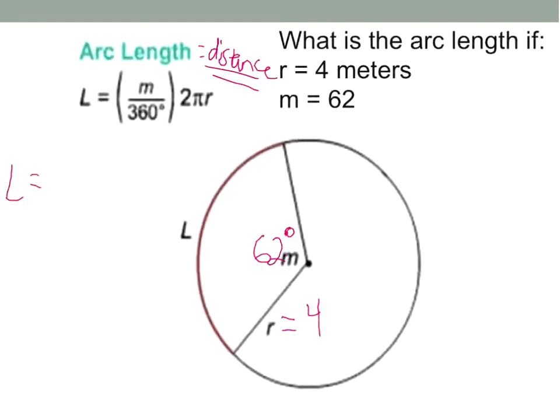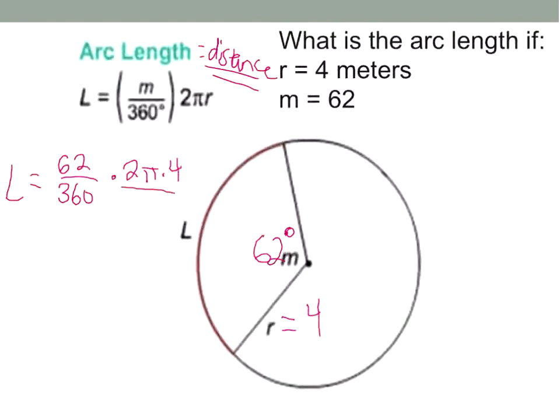So let's try. L equals m, which is 62, divided by 360 times 2 pi r. What's my r? 4. Calculators are just fine. That's why I love calculators. Okay, so watch how I'm going to type this into my calculator. Right now I have kind of this crazy fraction going on. Everybody agree with that?